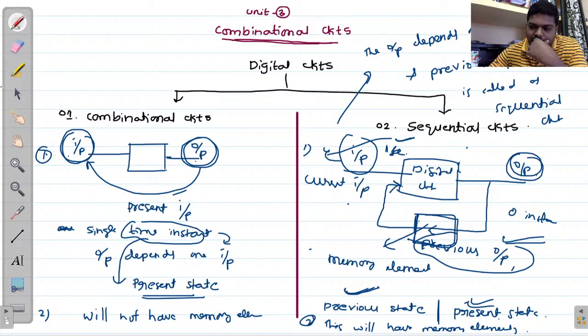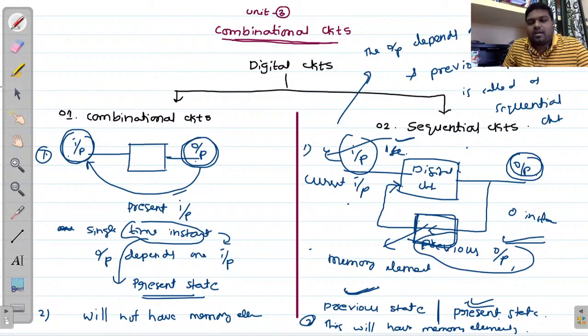One has memory, another doesn't have memory. I already told you that the memory difference is there. Performance speed, that also matters. Any other? Less complexity. Okay, anyway.